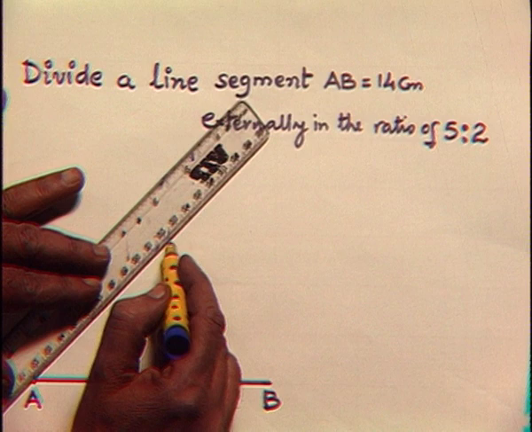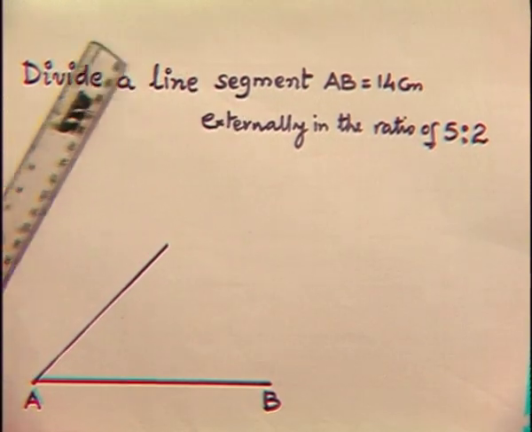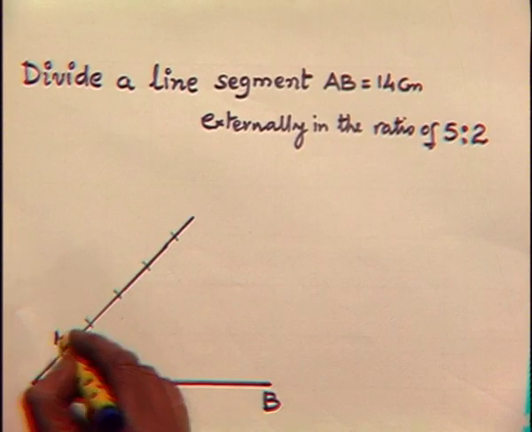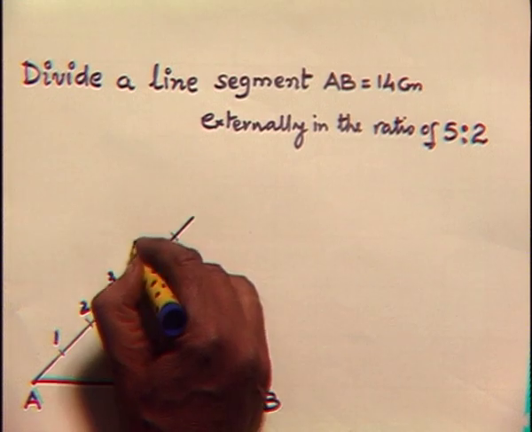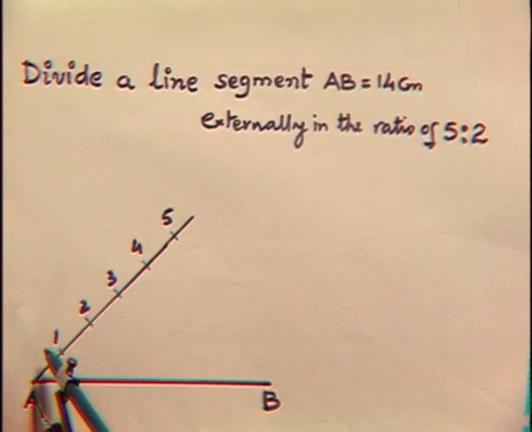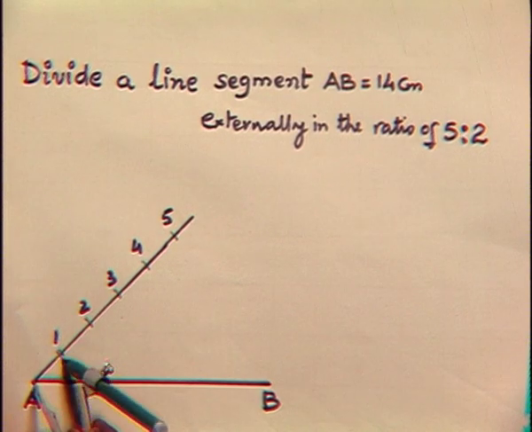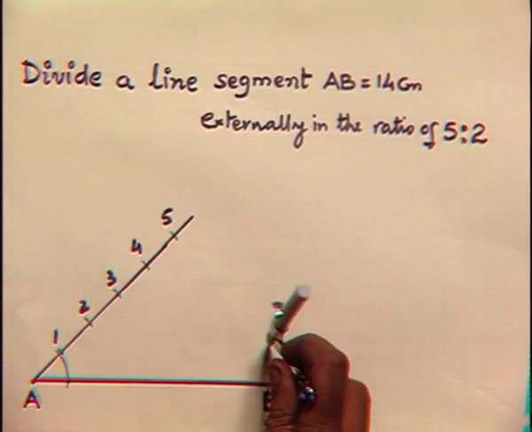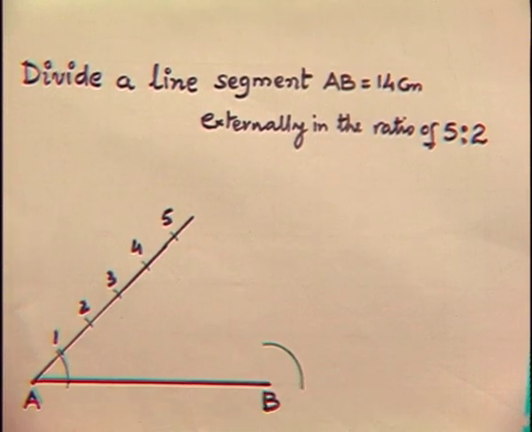Remember, this angle should be acute. Then we cut 5 parts on this: 1, 2, 3, 4, 5. At B, I will draw a line which is parallel to A5. To draw a line parallel to A5, first I draw an arc, and the same arc we draw here, extending this line AB.